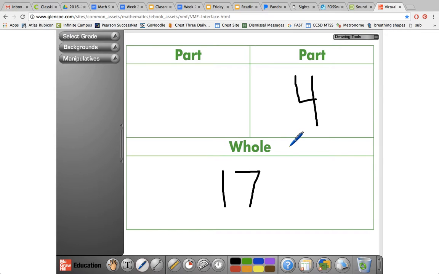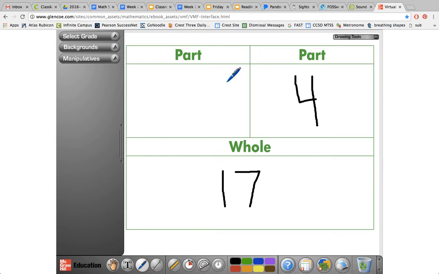So in this case I have 17 as my whole and 4 as one of the parts, but I'm missing the other part. So I'm going to show you how I can find that missing part and then how I can know what my equations would be for my fact family. So one way I can do this is I can count on and draw dots as I'm counting on.